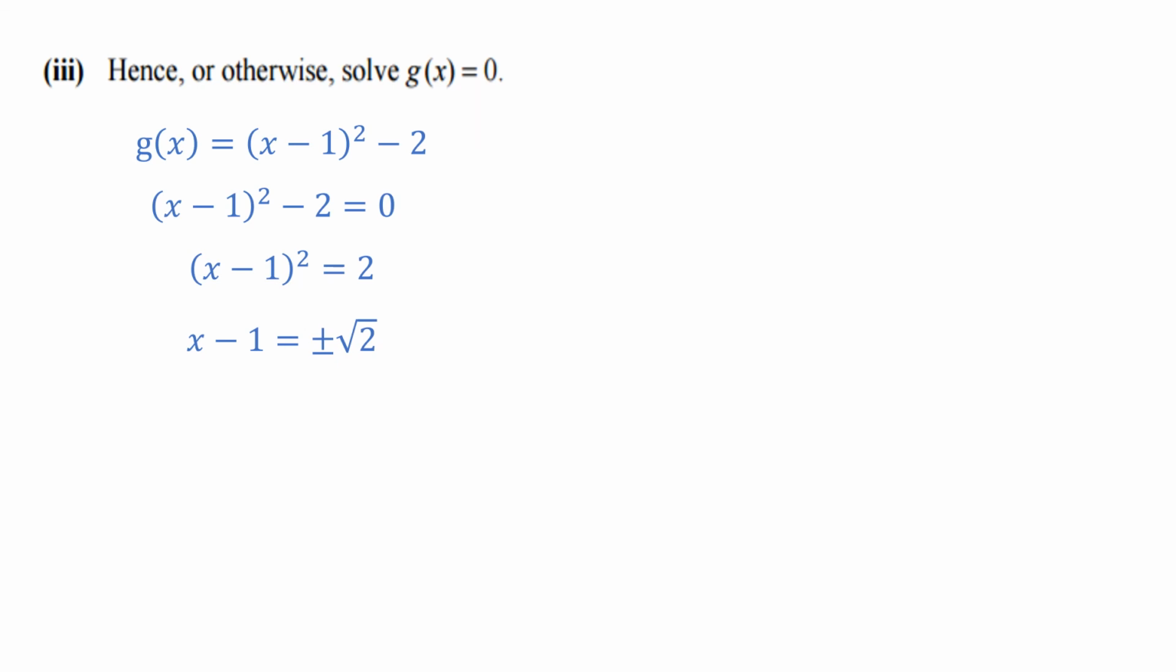Finally, we're going to add 1 to both sides. When I do this, I don't put it at the end. I put it at the front. And that way it looks a little bit more like our answer when we use the quadratic formula or the minus b formula. So that's our answers. There is x equals 1 plus root 2 and x equals 1 minus root 2.